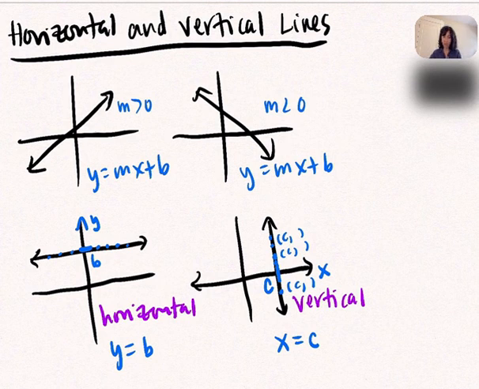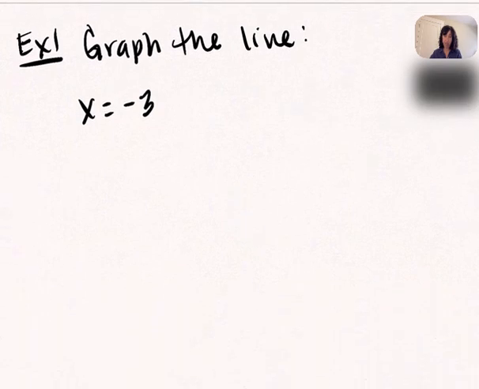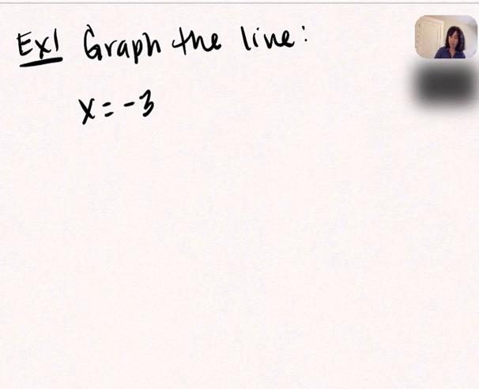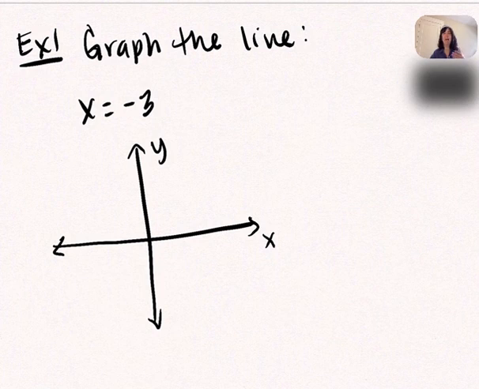Let's take a look at an example. How do we graph the line x is equal to -3? Well, I know right away that this is either a horizontal or a vertical line. The reason is because I've described it by just x equals -3. It doesn't have an x and a y in it. So notice there's no x and y in it, it's just x equals -3. So what is the graph?